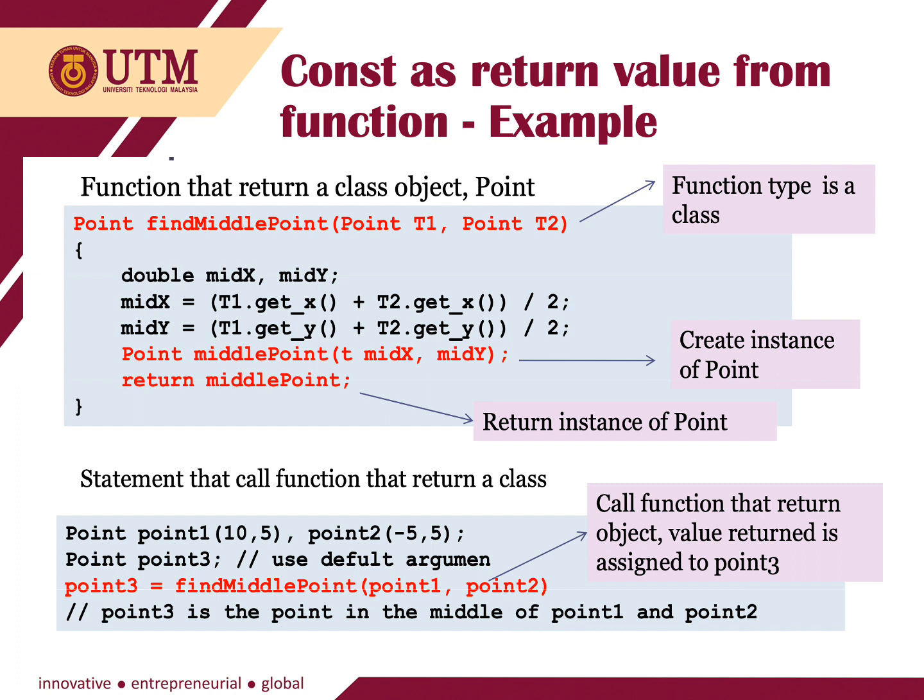Okay, so this is our default parameter, right? This is our constructor with argument. This is our default constructor, right? So this one, point 3, is actually the point in the middle of point 1 and point 2. So this one meaning that we are calling the find middle point function. So the call to the function returns an object, so the return value, the middle point value here, will be assigned to point 3.